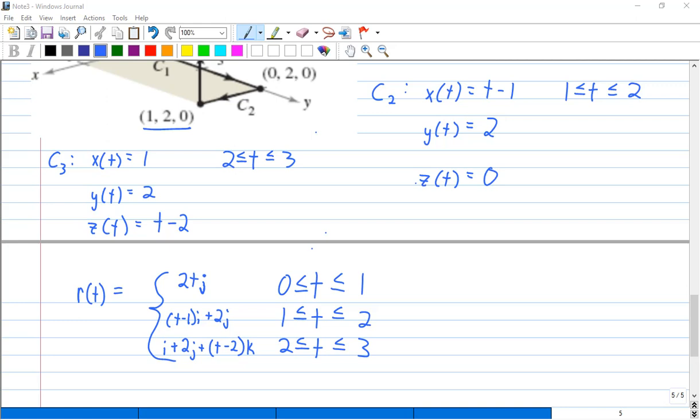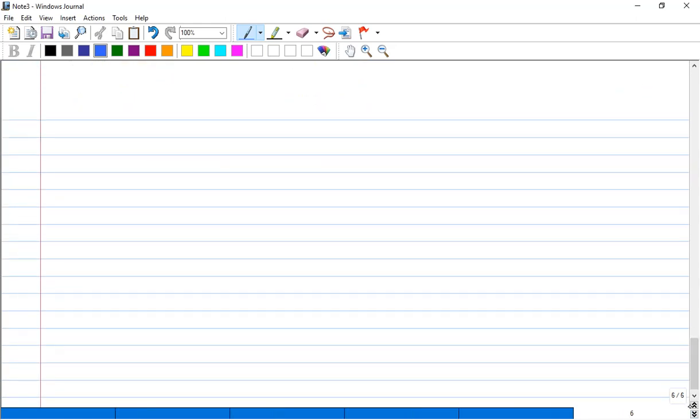All right. So once we can do that type of stuff, we're going to use that to do some other stuff, but this is where we start talking about line integrals.